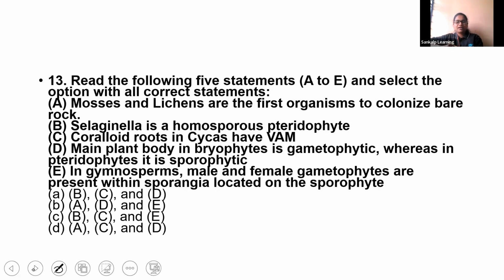Next question. Read the following five statements, and you have to select the option with all correct statements. First statement is mosses and lichens are the first organism to colonize on the rock. Selaginella is a homosporous pteridophyte. Coralloid roots in cycas have VAM tissue. Then main plant body in bryophyte is gametophytic, whereas pteridophyte is sporophytic. In gymnosperms, male and female gametophyte are present within sporangia located on sporophyte. Which is a correct statement?